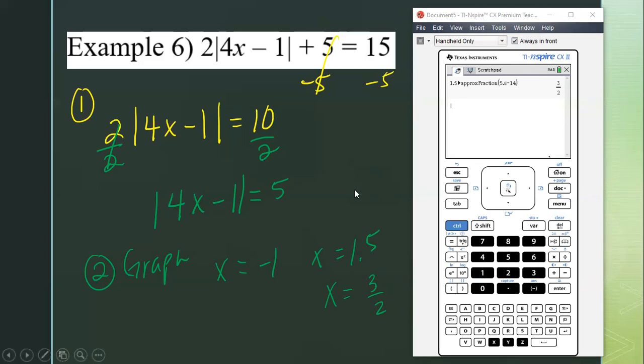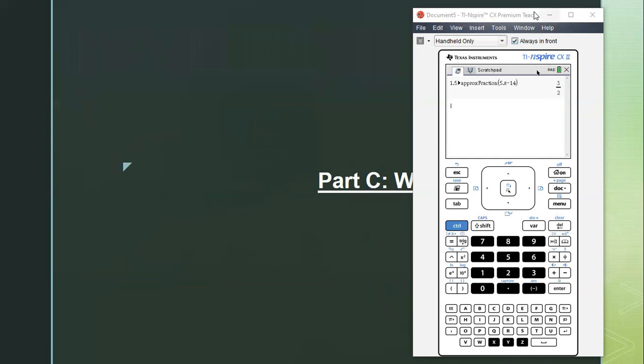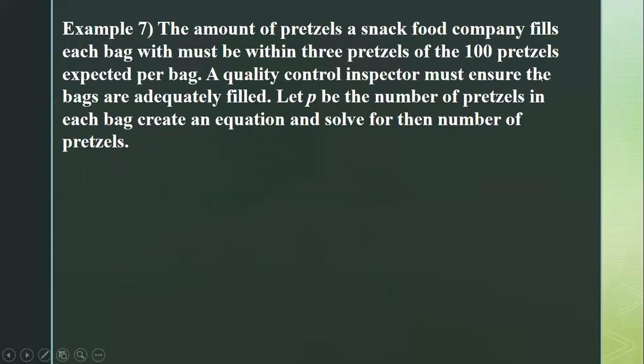All right. Last piece is always a word problem, right? We got to make it real world. So here's our problem. The amount of pretzels a snack food company fills each bag with must be within 3 pretzels of 100 pretzels expected per bag. A quality control inspector must ensure the bags are adequately filled. Let P be the number of pretzels in each bag and create an equation and solve for the number of pretzels. I made a horrible typo. I don't know why I put an extra in there.